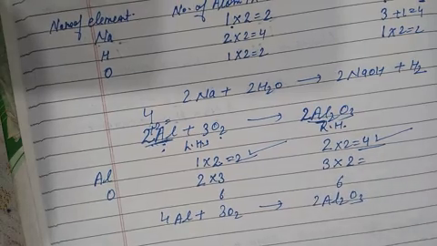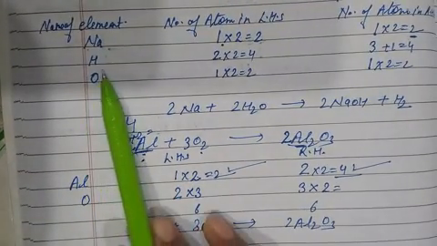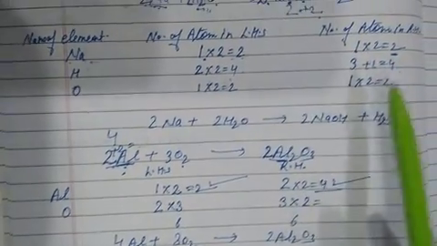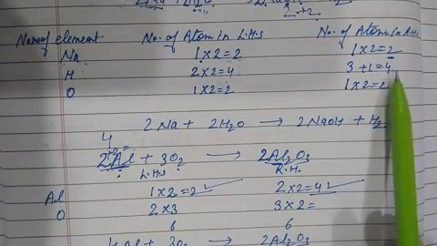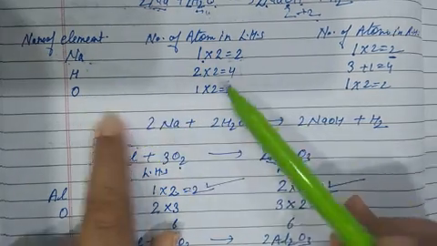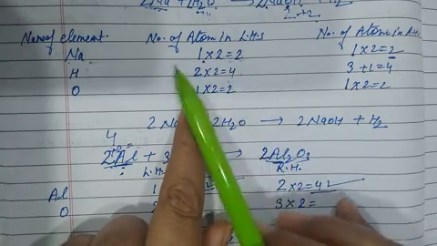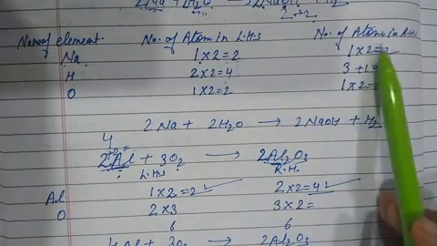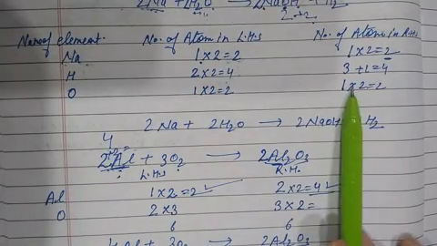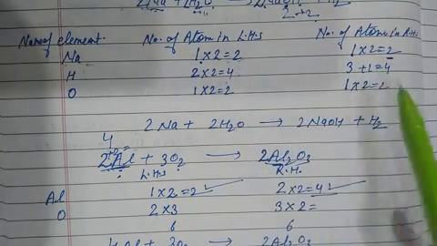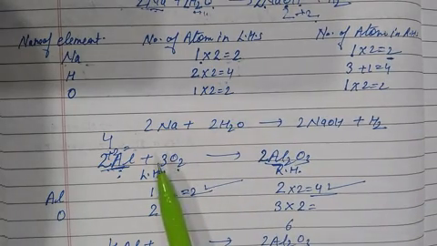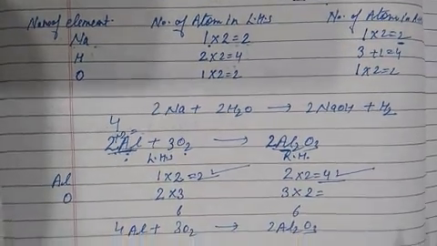So again, I am explaining. First you will write the number of elements. Understand? Then the number of atoms in LHS side, and then write the number of atoms in RHS side. So we have written here the elements. Then we count the number of atoms in LHS side. We have counted, and also we have counted the number of atoms in RHS side. Then after writing the numbers of atoms in LHS side and RHS side, we will balance the chemical equation. Now again count. So I hope you understand how you can balance the chemical equation.